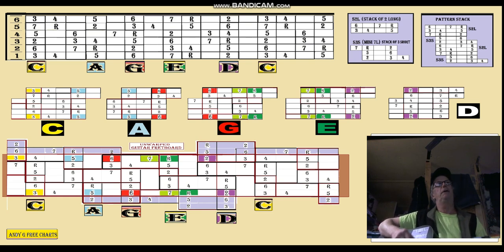Lesson number 12, and they're just going to keep on numbering, so I'm sure we won't run out of numbers.